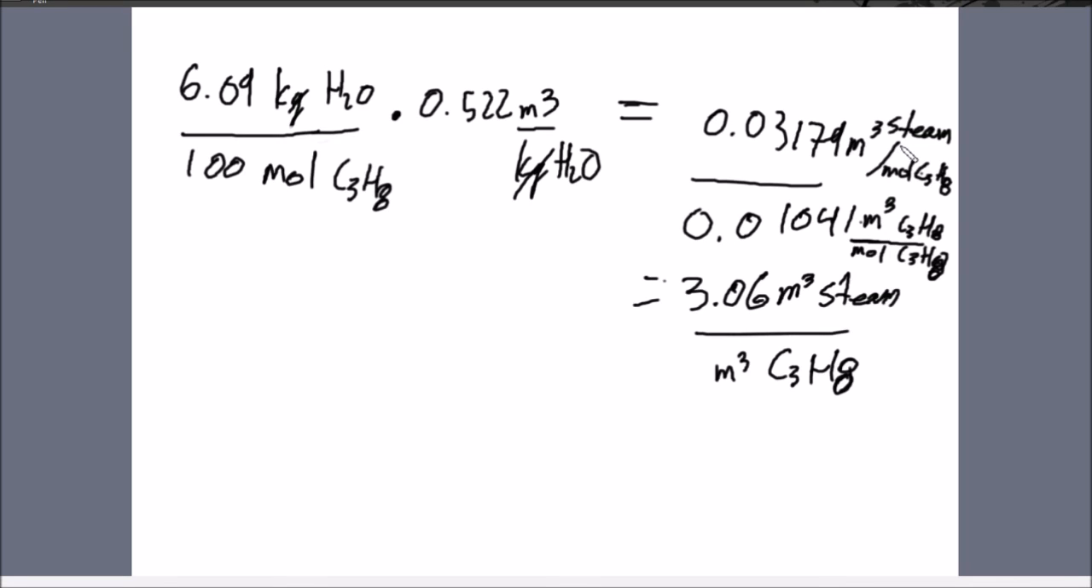Now we want the ratios. So that's the amount, this is the ratio before being reduced. You simply divide it by the other number we found for the propane, which is 0.01041 meters cubed of propane per mole of propane. It looks kind of nasty here, but the moles will cancel out, and you're simply left with a nice meter cubed to meter cubed ratio. And that will give you 3.06 meters cubed of steam per meters cubed of C3H8.